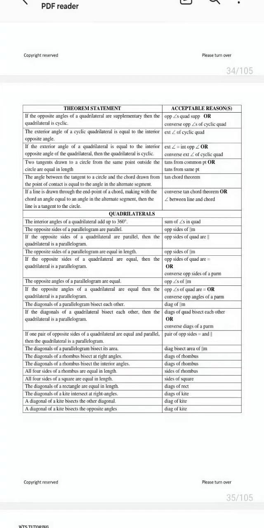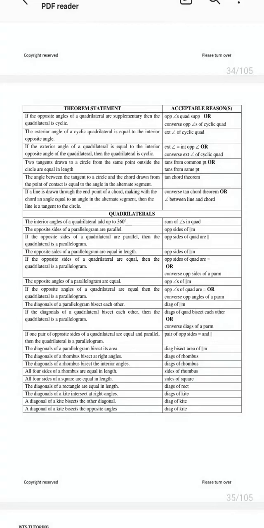Everything there is something that we are going to be using as acceptable reasons in grade 10. I'm sure in grade 9, when you did quadrilaterals, you knew that the interior angles of a quadrilateral add up to 360. That's something you learned last year. For that, we usually write sum of angles in a quad.